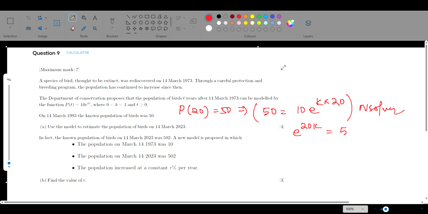e raised to the power 20k is 5, so k is 0.08047. I'll take three significant figures.